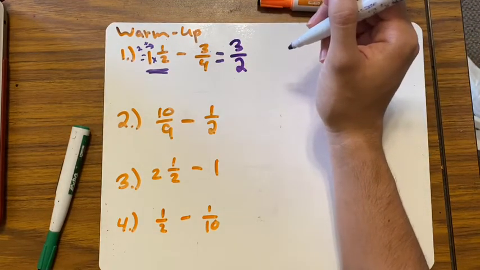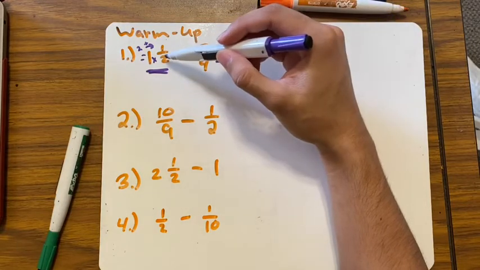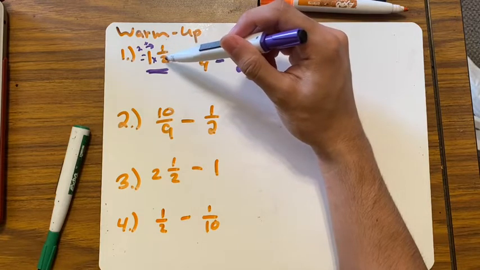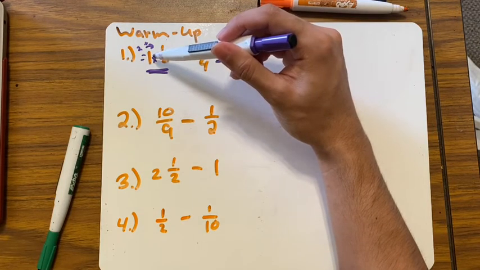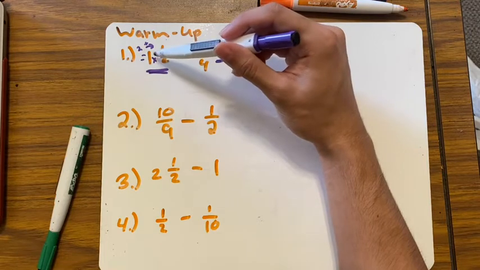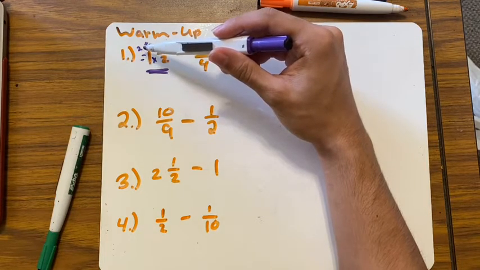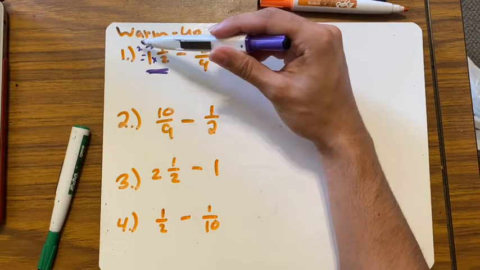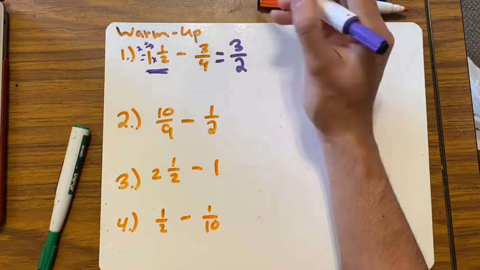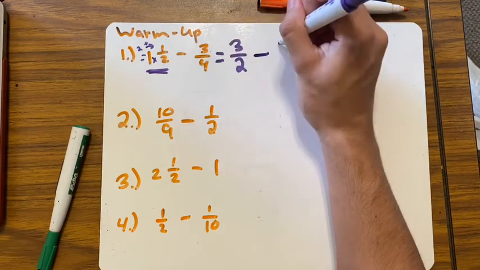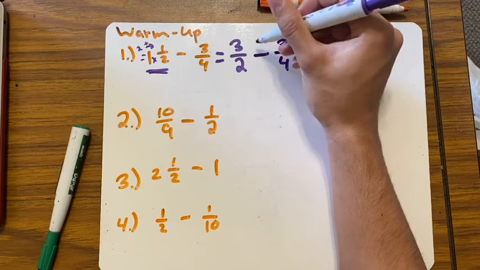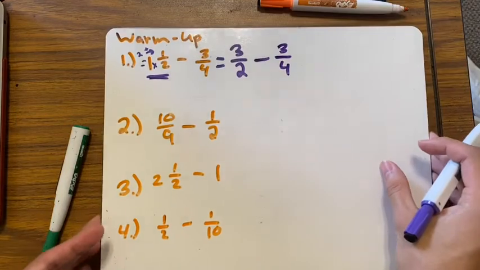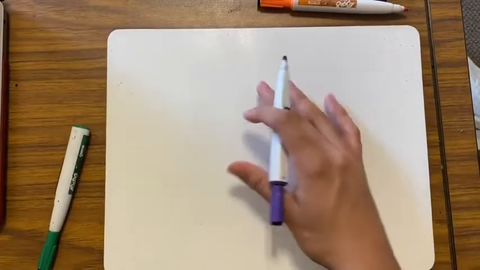Now, one thing I do want to remind you all is that, in order to get an improper fraction from a mixed number, you have to multiply your denominator and your whole number, okay? So 2 times 1, and that's going to be 2. Now, the next step is you're going to have to add your numerator. 2 plus 1 is 3, okay? And then, this is not a mixed number, so it stays the same. So now I have 3 over 2 minus 3 over 4. I'm going to go ahead and finish it here.